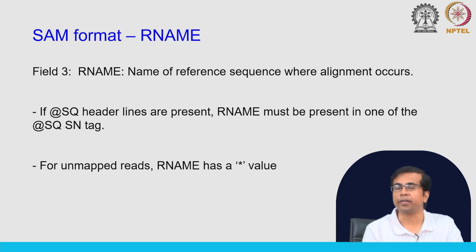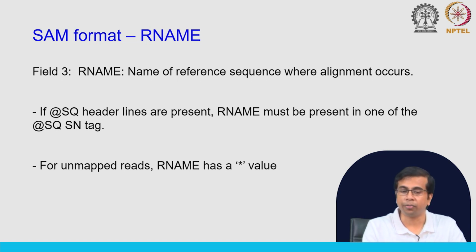So, for unmapped reads you will not see an RNAME, right. Because there is no mapping, the RNAME will have a value of star. So, if you see the star, it means this read did not align against the reference sequence. After the reference name, what is expected is the position, right.